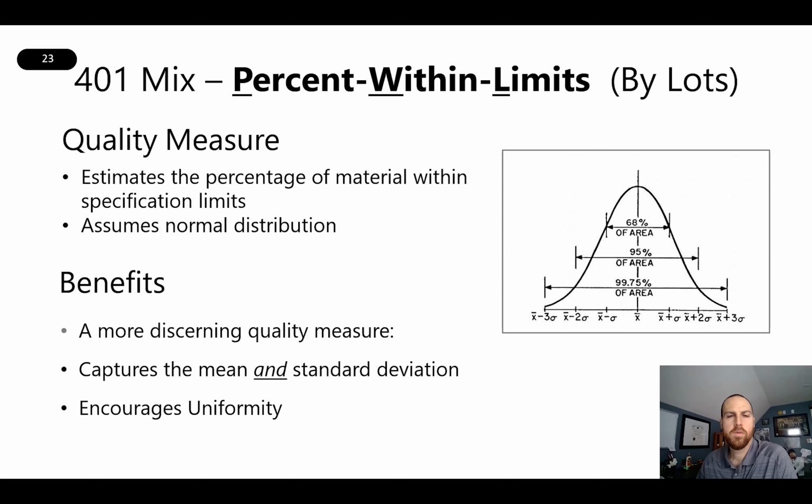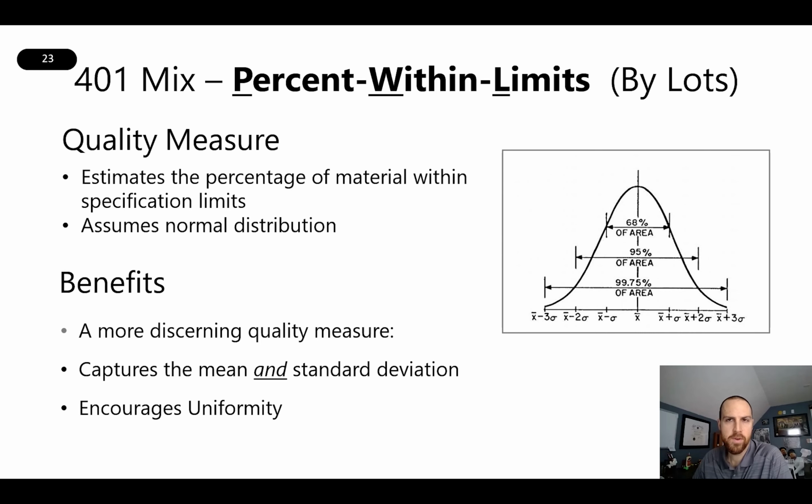So we accept a full lot of material, or 5 sublots, by PWL, percent within limits. It not only looks at test results and how close it matches specification, but also how consistent those sublots are to each other. So it brings statistics into the acceptance program. It's a more discerning quality measure because it captures the mean and standard deviation and encourages uniformity.